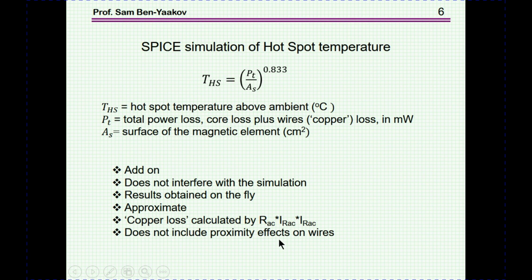Now, in this model that I'm showing, I'm just assuming that you have this RAC available. And as a first approximation, you can get it from the skin effect. Of course, a more elaborate calculation will give you also the proximity effect. I'm assuming that you know this value, and once you know it, you can calculate the copper loss of the element.